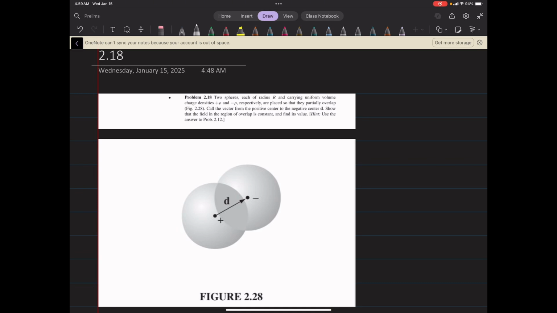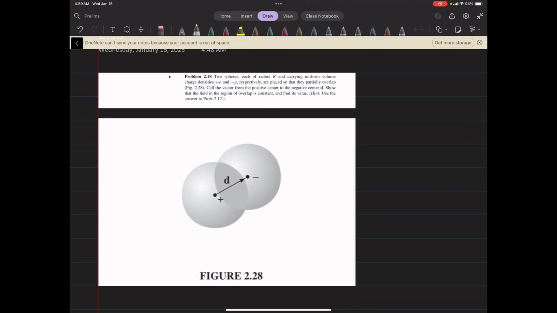The problem says two spheres, each of radius r, and carrying a uniform volume charge density plus rho and minus rho, are placed so that they're partially overlapped. And this is figure 2.28, so you can see it. Call the vector from the positive center to the negative center d, so that the field in the overlapped region is constant, and find its value. Hint: use the answer from problem 2.12.